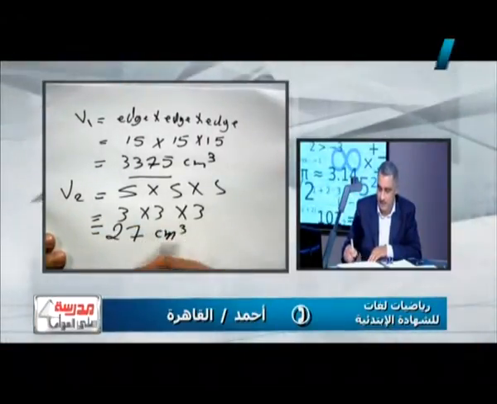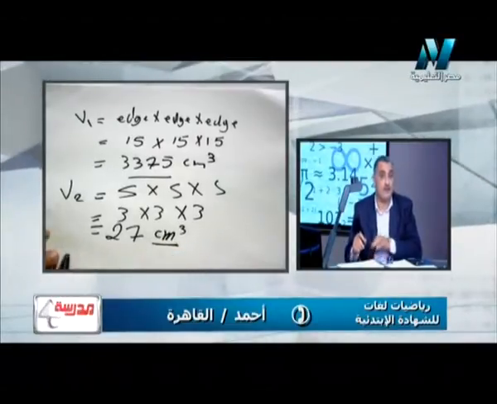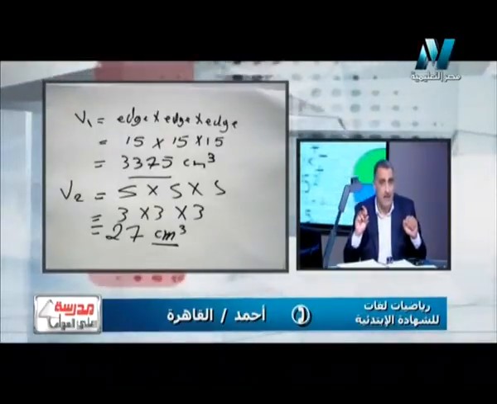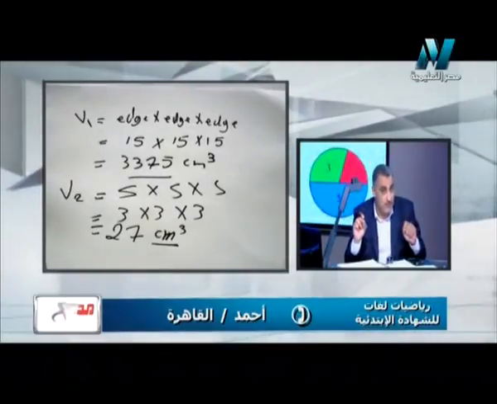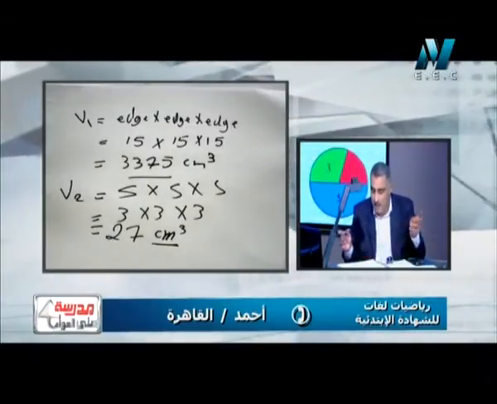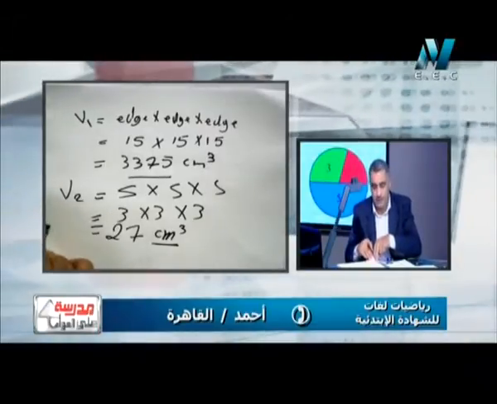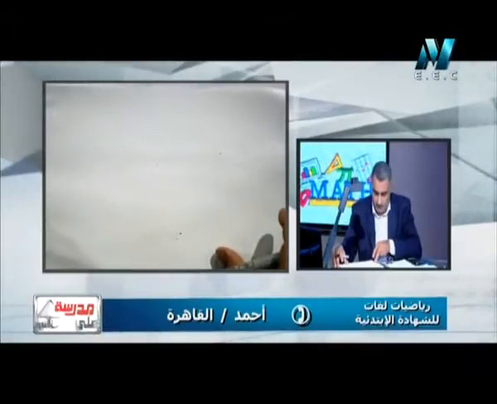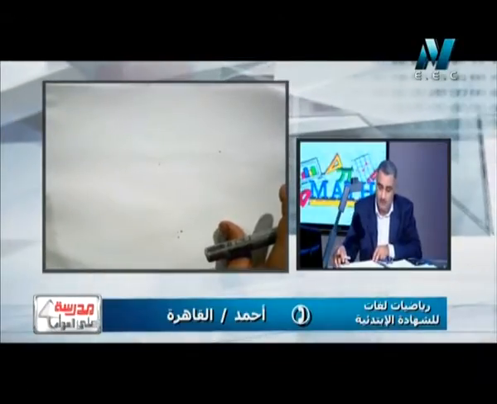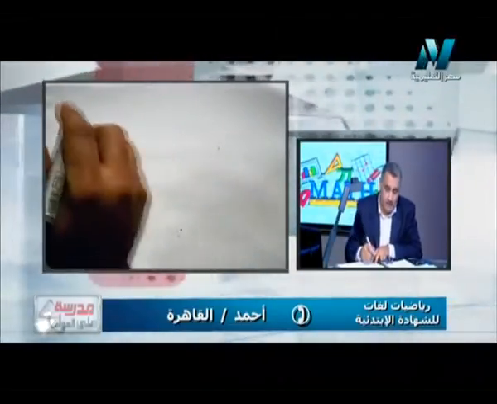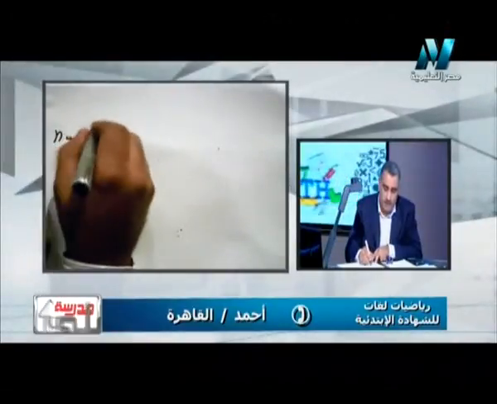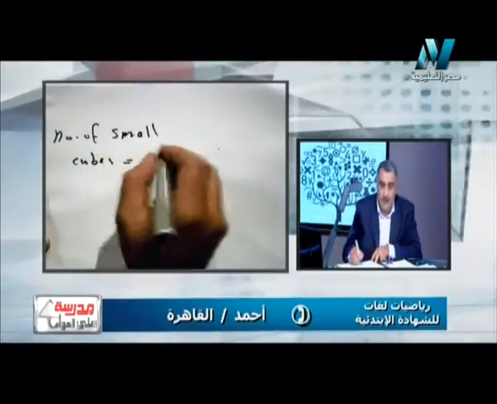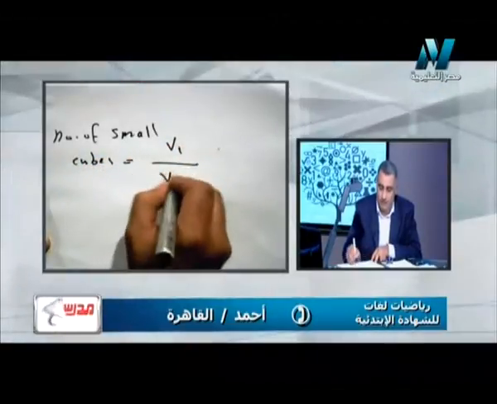Excellent. 27 centimeter cube. Don't forget. We have now the volume of a big cube and we have now the volume of a small cube. Right? How many small cubes are there? Just divide. هنقسم الاثنين. معايا يا أحمد؟ ماشي. يبقى هنقول ايه؟ Number of small cubes هيساوي V1 divide V2.